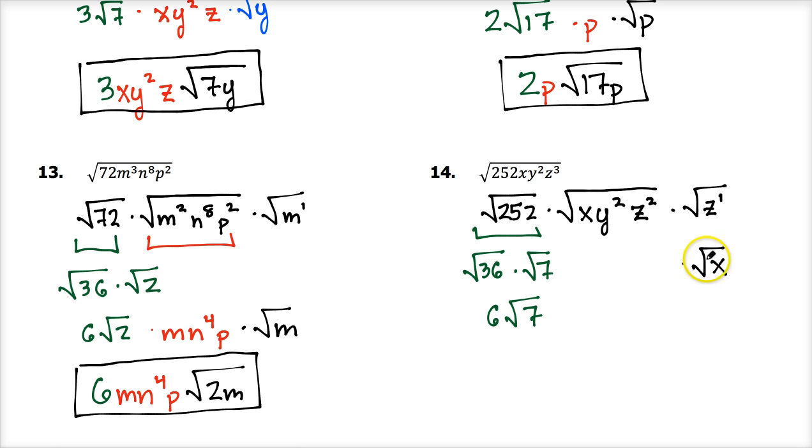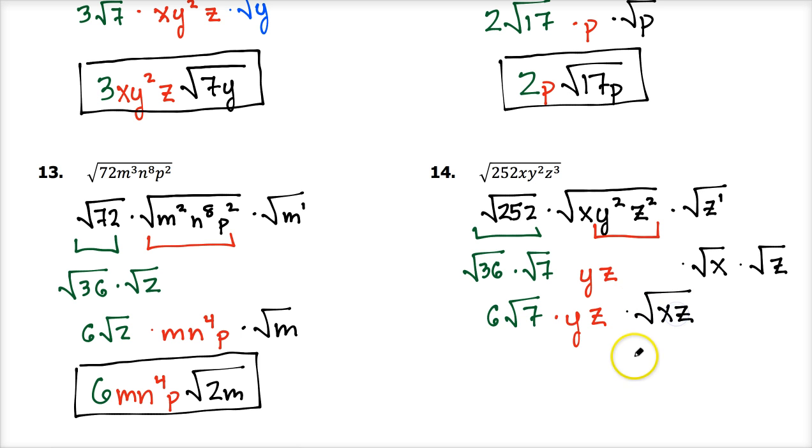Okay, radical x to the first is just radical x. But I can simplify this part. Radical y squared is y, and radical z squared is z. So I have a times yz here in the middle, and then since I moved my radical x over here, I already had my radical z. This part here just becomes radical xz. So my final answer is my 6 times yz, and then underneath my radical, I can take this radical 7 times this radical xz and get radical 7xz.